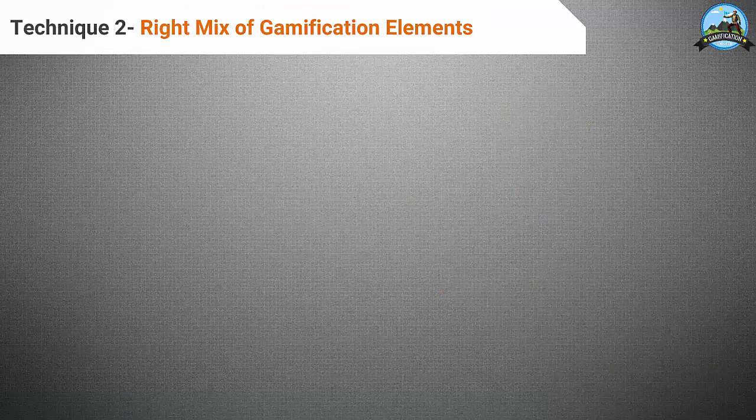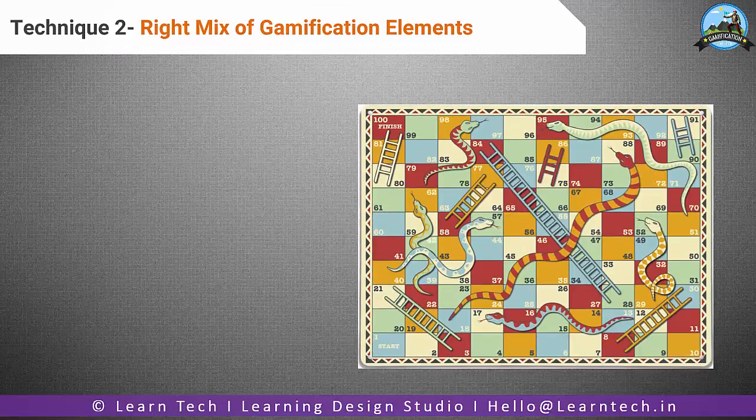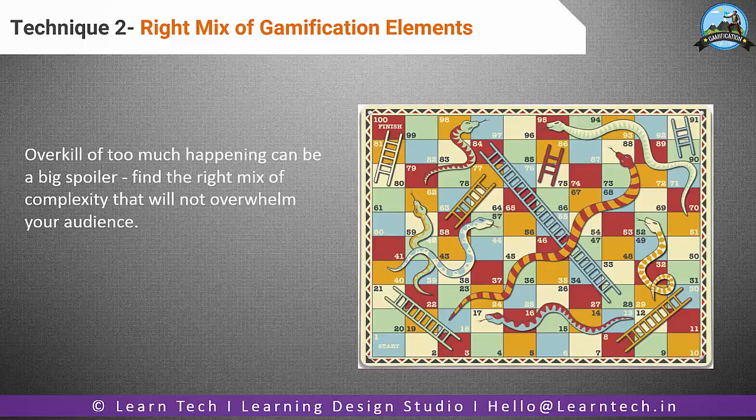Technique 2. Right mix of gamification elements. There are various types of gamification elements that can be used to enhance a gamification experience, such as levels, points, patches, bonus, and milestones, etc., which does not mean that all have to be used. A simple snake and ladder game can be just as engaging with a specific audience. Don't get swayed by a want to use everything.